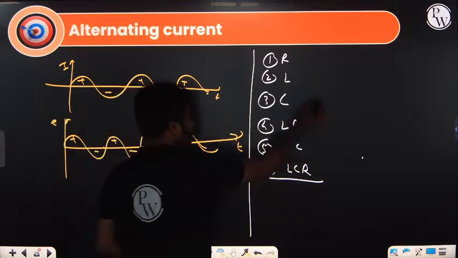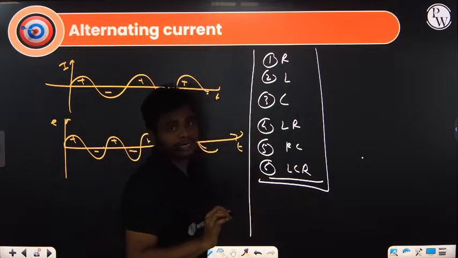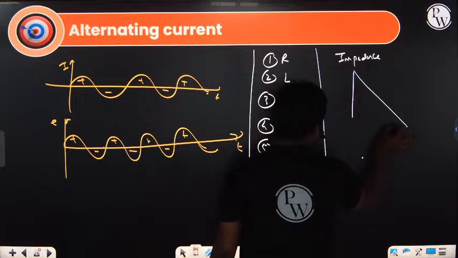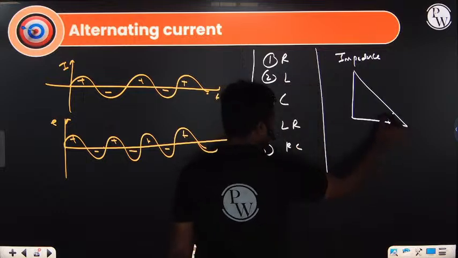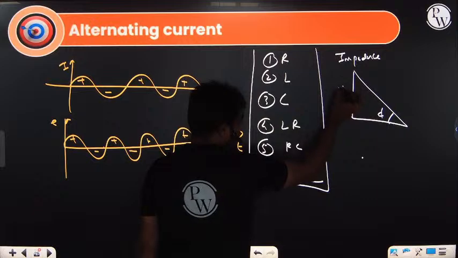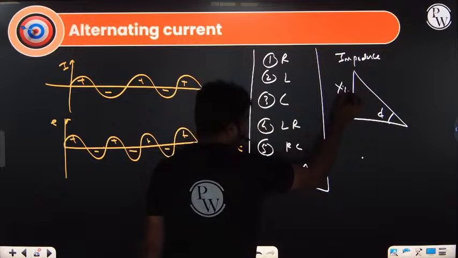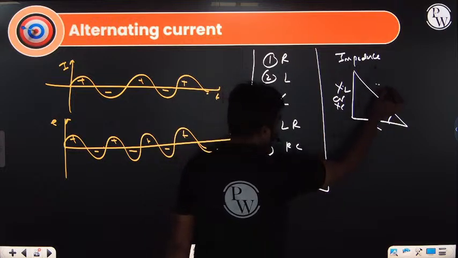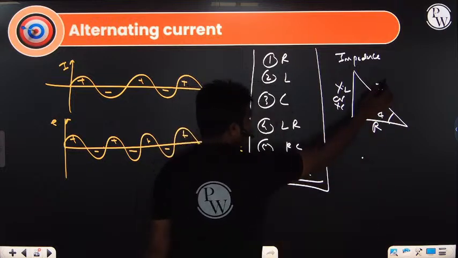One thing that is common is that we define here impedance. What is impedance? Impedance triangle that we could focus on in these cases. So on this side we have resistance, this angle is phi, and on this side we'll have XL or XC, and this side we have R, and this will be Z. So this particular term is what we define as impedance.